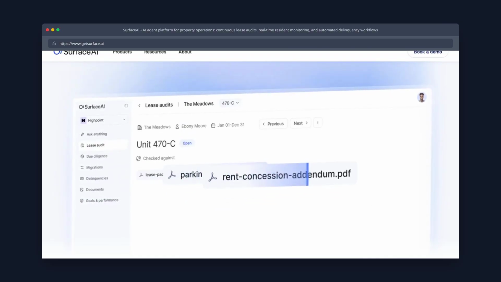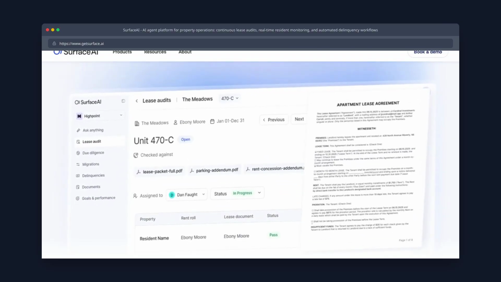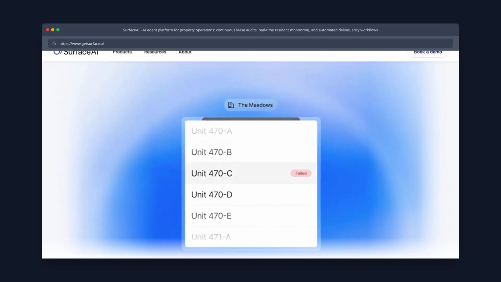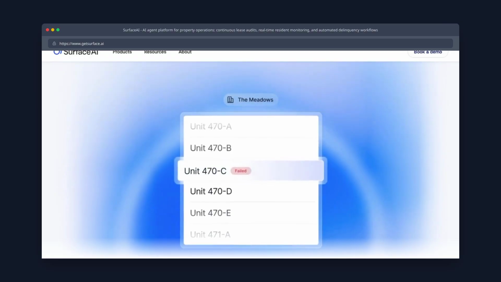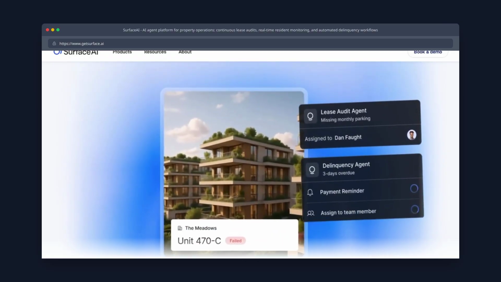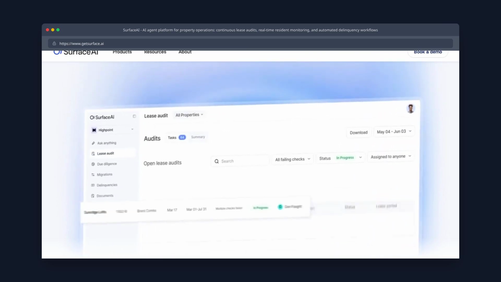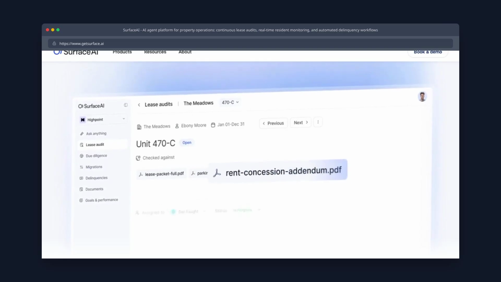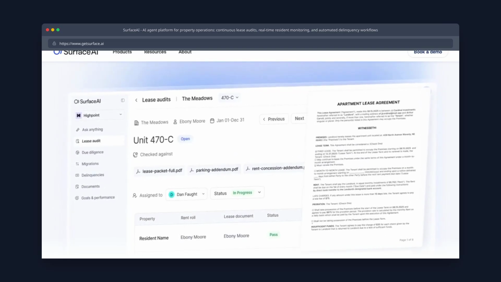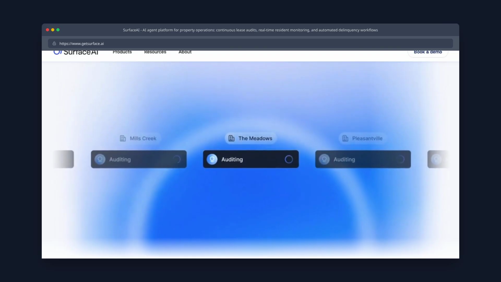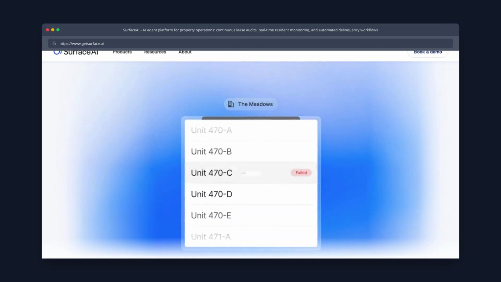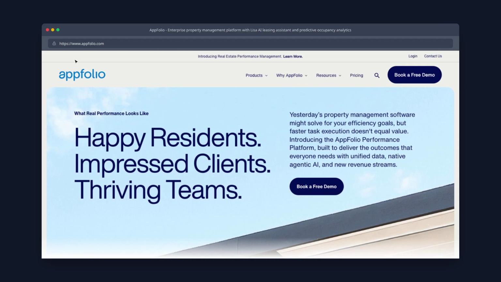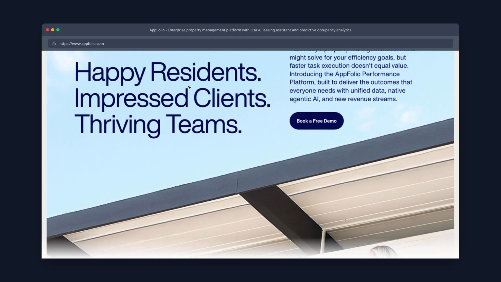Surface AI is an AI agent platform built specifically for property operations. It runs continuous lease audits and monitors resident data in real time, flagging at-risk units automatically. For a multifamily operator managing 500 units across 3 cities, Surface AI sends automated alerts 75 days before a lease ends for any unit showing risk indicators. That means your leasing staff is scheduling renewal conversations before the tenant has even started apartment hunting. That is the kind of edge that moves the needle on vacancy rates and stabilizes NOI.